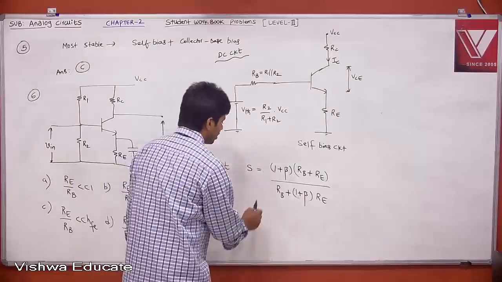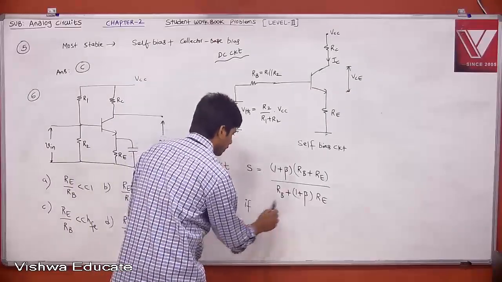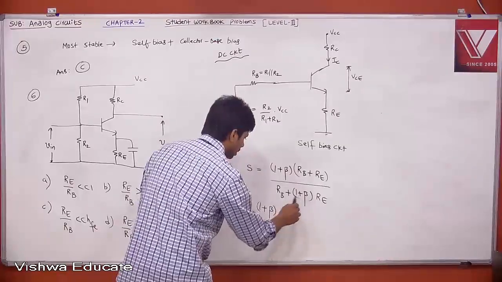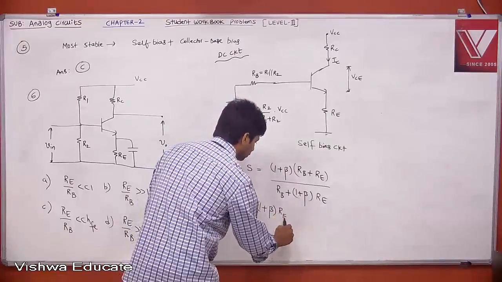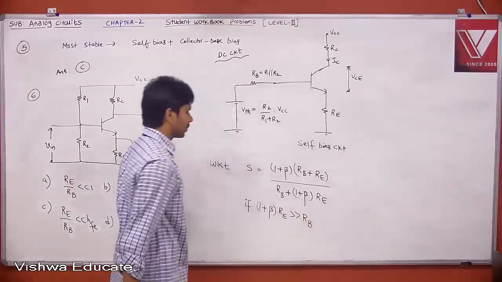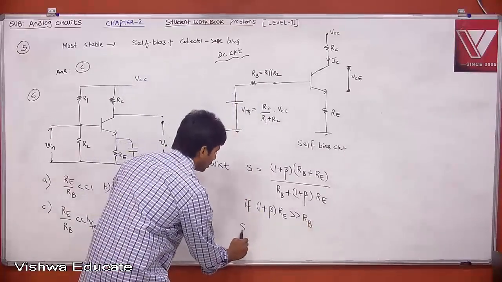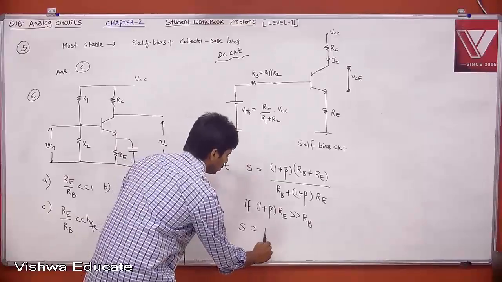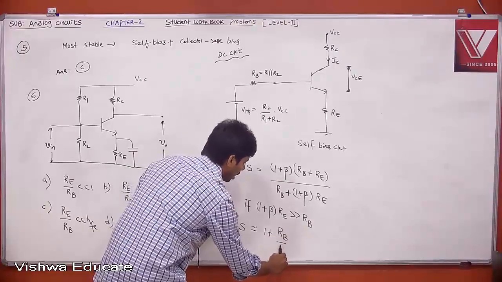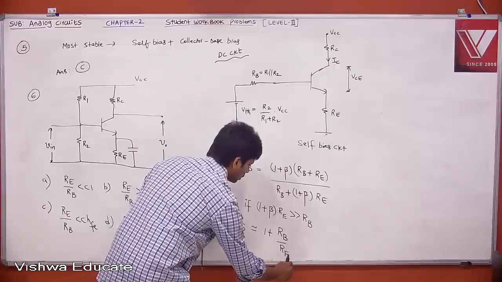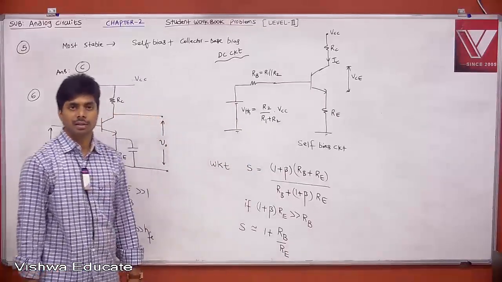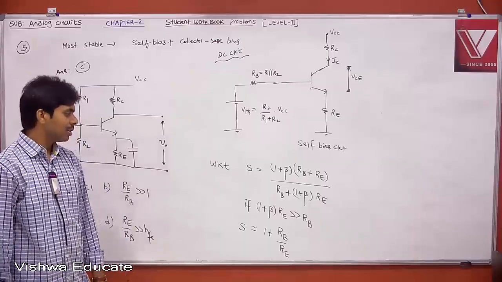Therefore, now what is the simplified form? If 1 plus beta, where beta is nothing but HFE, into RE is very much greater than RB, then your stability factor is close to 1 plus RB divided by RE. This is what we got. This is the derived stability factor.